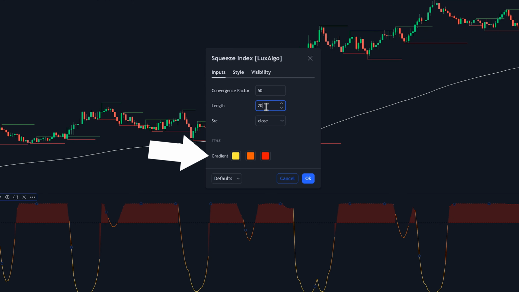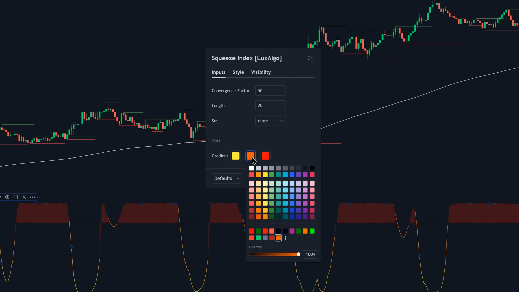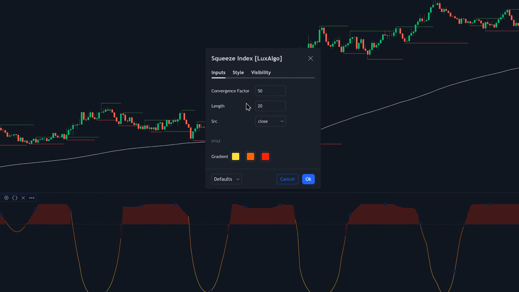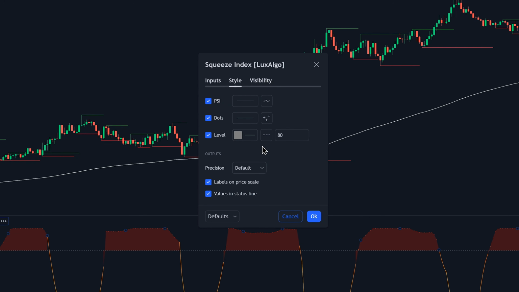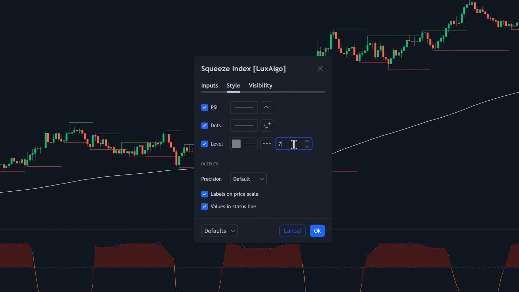And then here, we can change the colors constituting the gradient of the PSI line. And then on the style tab, we can change the threshold that constitutes our squeeze level. If you want it to be at 70, well, this is where you would change that. For our strategy, we're gonna stick with 80.